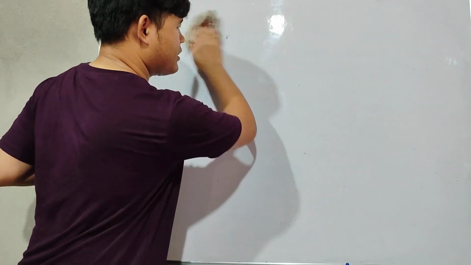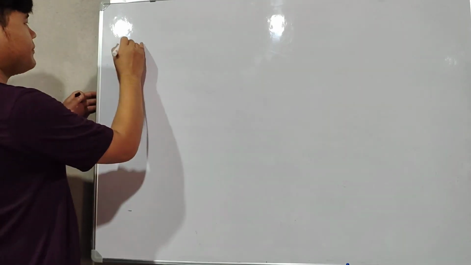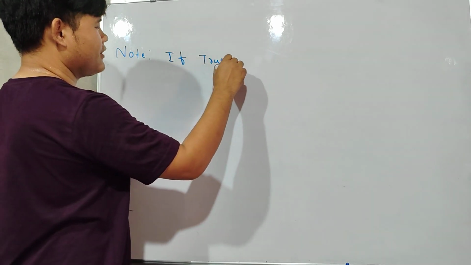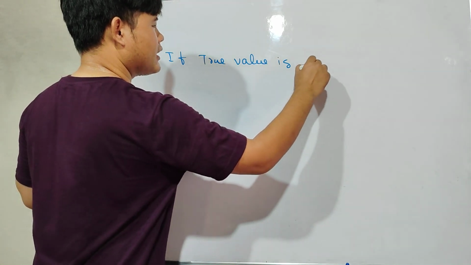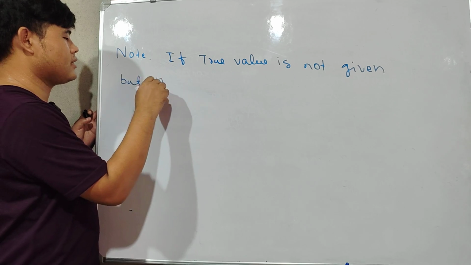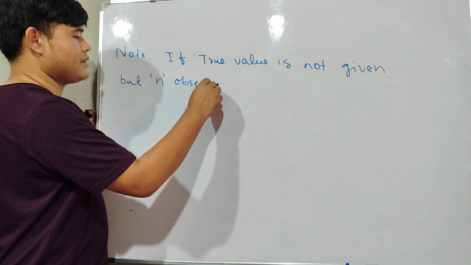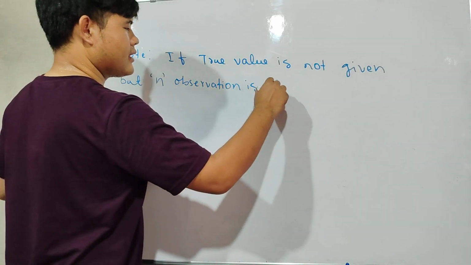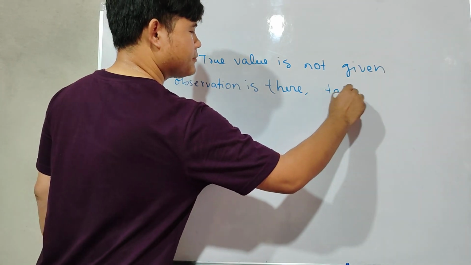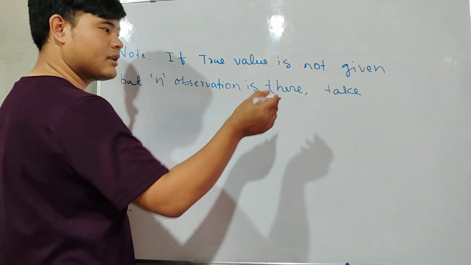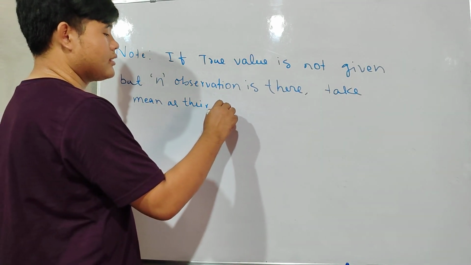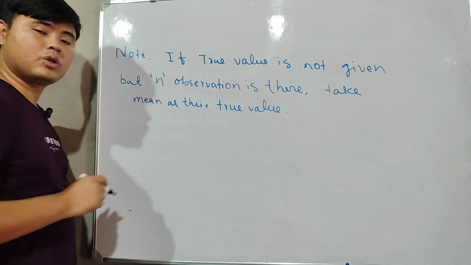Before that, write it here: Note. Note: if the true value is not given, but n observations are there, then what will you do? For these n observations, take their mean as the true value. You have to take their mean as the true value.